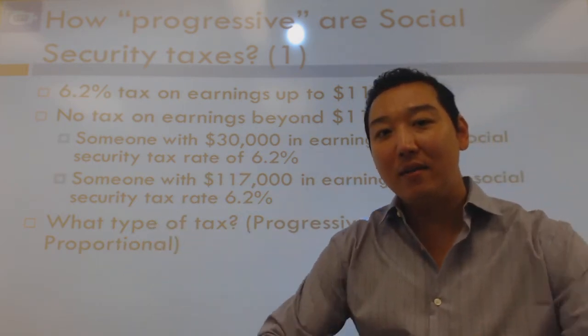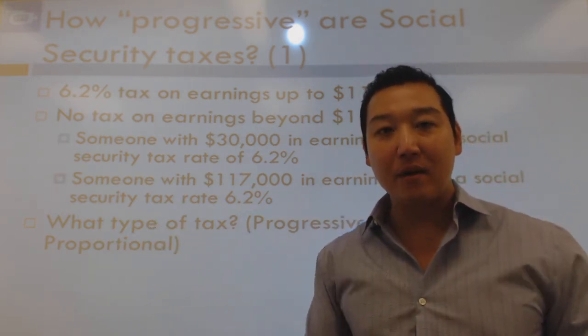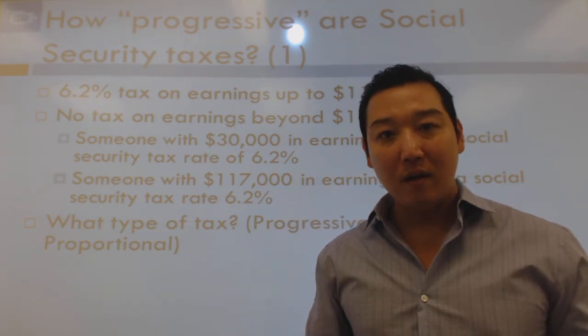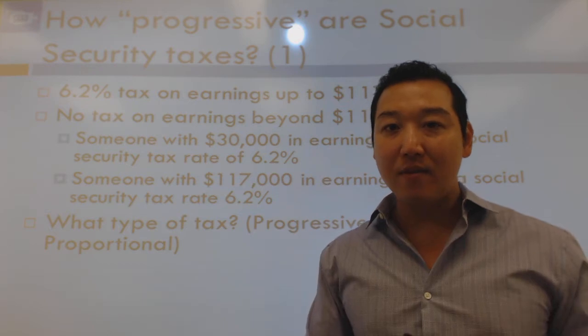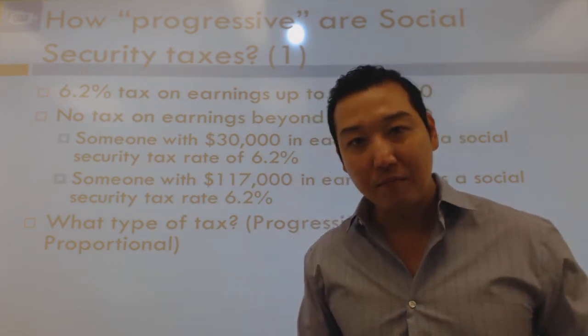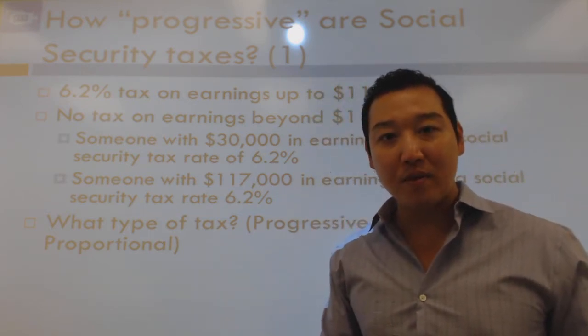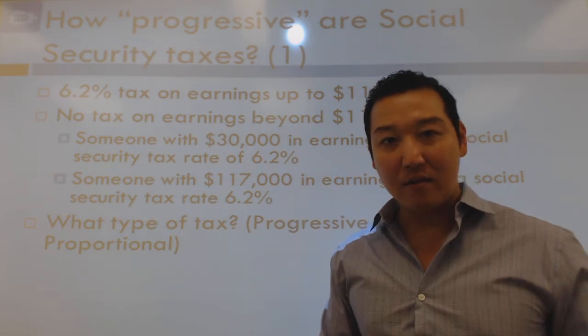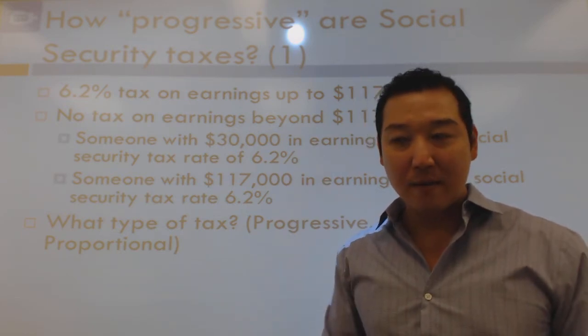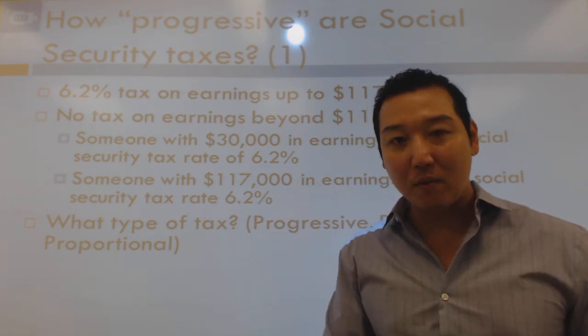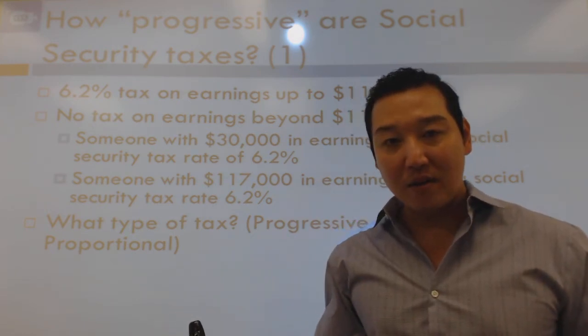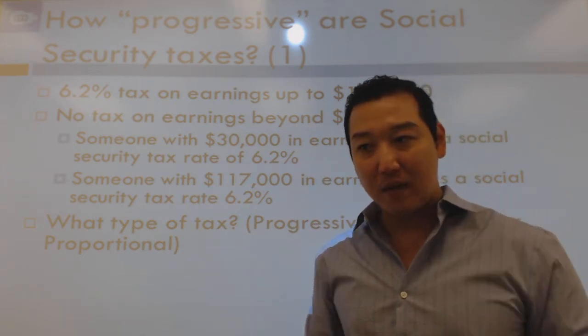And so let's take three hypotheticals, right? Three hypothetical workers with three different levels of earned income. Let's say you have a $30,000 worker. That person has to pay 6.2% of earnings into the Social Security Trust Fund. You have a $117,000 worker. That person also has to pay 6.2% of all of his or her earnings into the Social Security system.